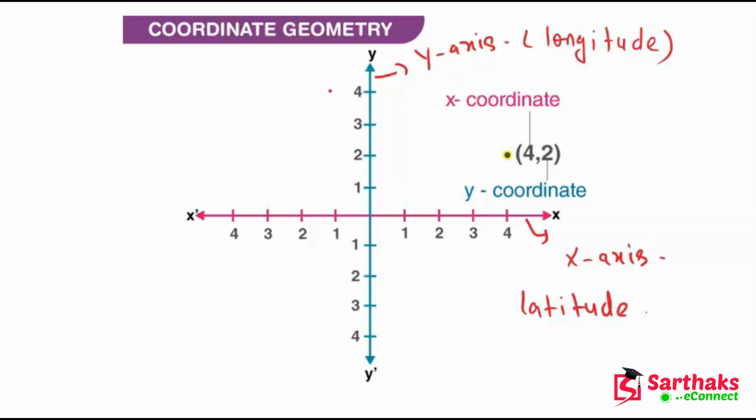This is coordinate geometry. All these things we will discuss later in this lecture. We are talking about these coordinates: what is the x coordinate, what is the y coordinate, what are the other names of the x coordinate and the y coordinate. We will learn all these in this lecture. And this is the origin, where the coordinates are 0, 0.